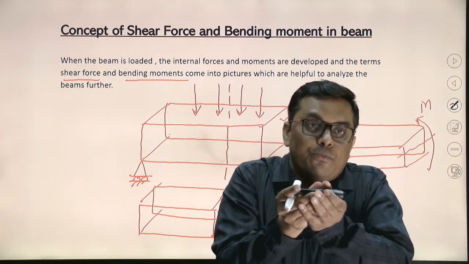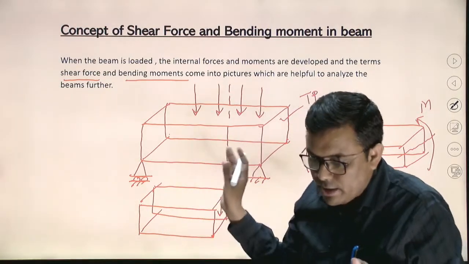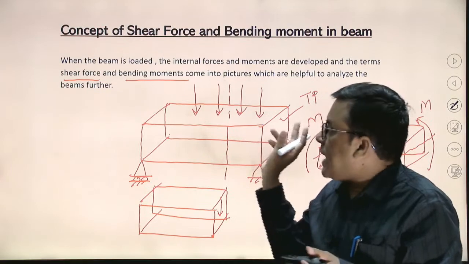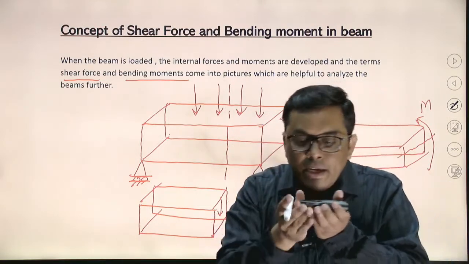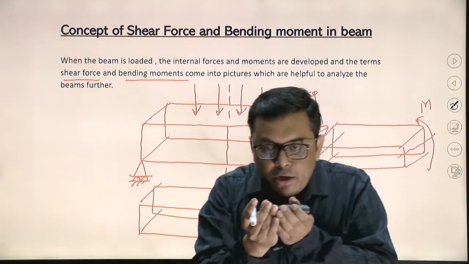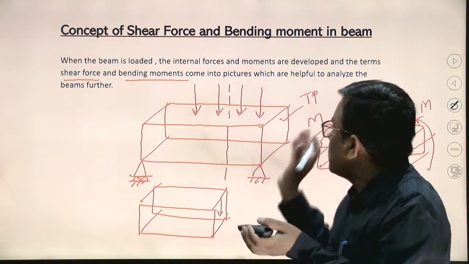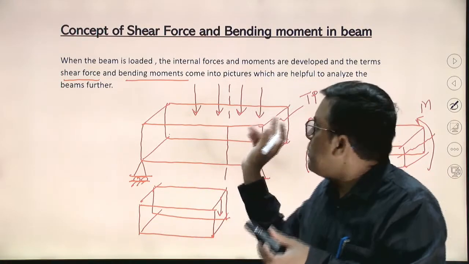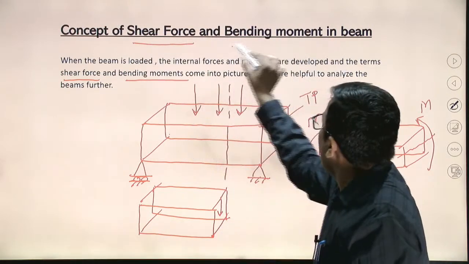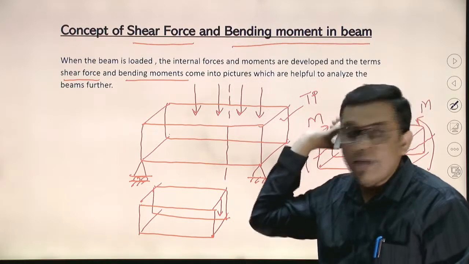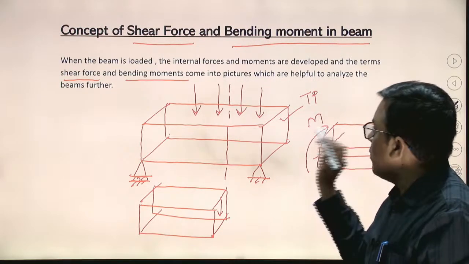So there are two effects which have to be resisted by the beam material, by the beam cross section. One is the force which is parallel to the transverse plane. Another effect, because of the external load, is that it can cause bending also. So these two effects must be resisted by the beam. That's why we are going to study shear force and bending moment. Okay, so I hope this particular thing is clear.